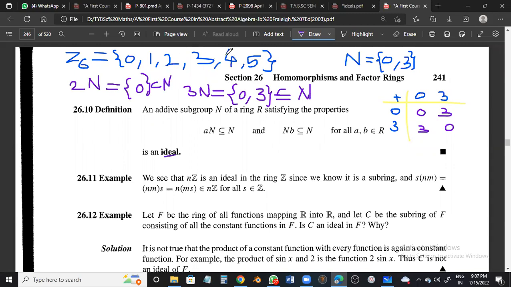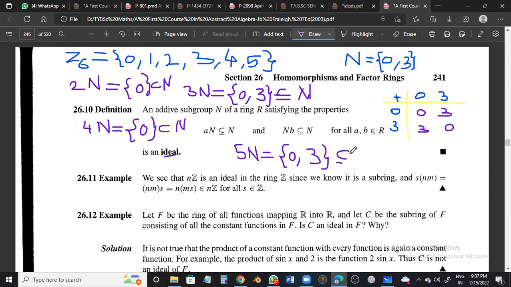Now let me start with 4. 4 zeros are 0, and 4 threes are 12, still 0. So it is the singleton {0}, so it is a subset of N. And now what is left is simply 5. So what is 5N? 5 zeros are 0, and 5 threes are 15 divided by 6, the remainder is 3. So I'm getting the same set back.